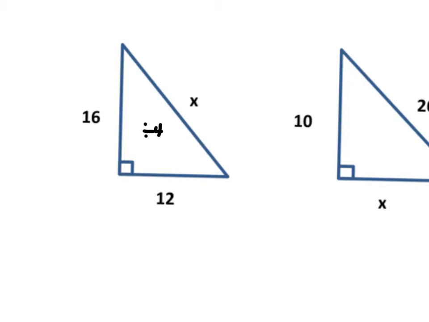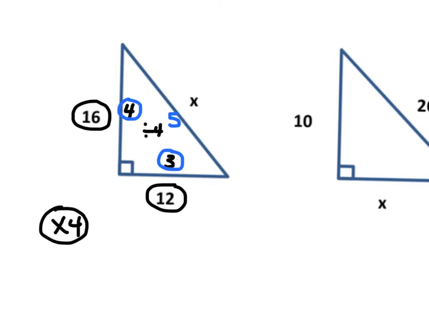Well, 12 divided by 4 is 3. 16 divided by 4 is 4. And what kind of triangle? If you divide by the GCF, it should unveil what kind of triangle I have. This is a 3, 4, 5. Okay? So I divided by 4 to get these inside numbers. But on the outside, you need to multiply these numbers by 4. So I usually write times 4. It's a 3, 4, 5 times 4. So all I need to do to get x is take this 5, multiply it by 4. So I get x equals 20.